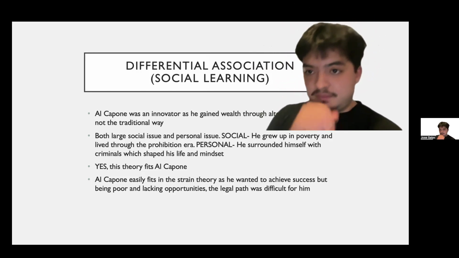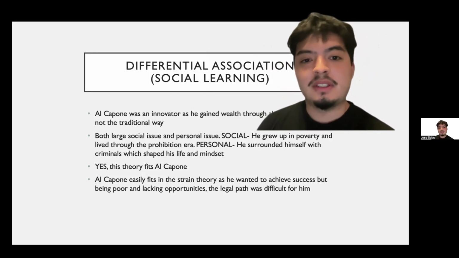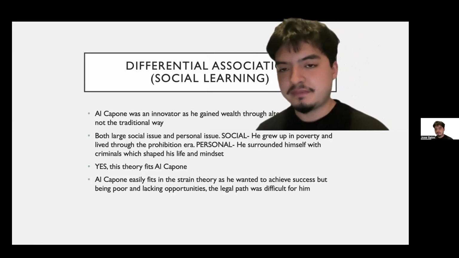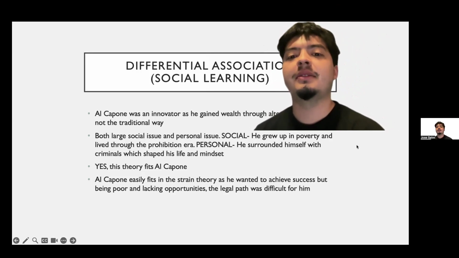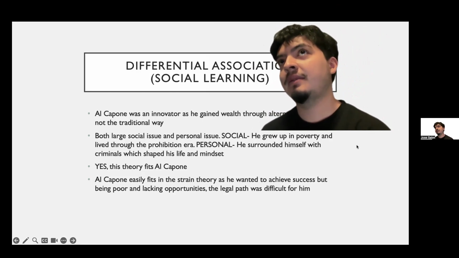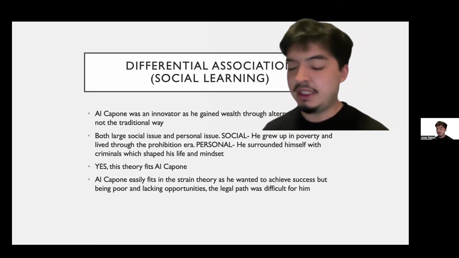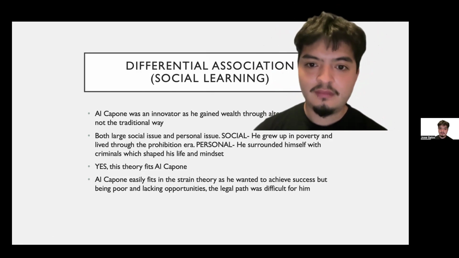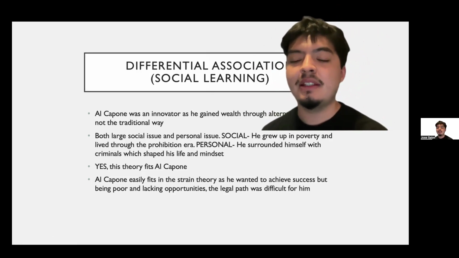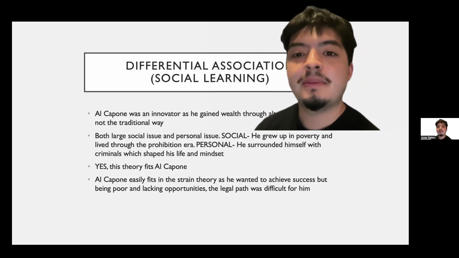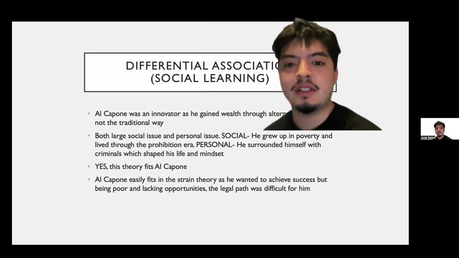And I believe that Al Capone does fit this theory since, like I said, he started hanging around with Johnny Torrio, who showed him how big he can be, later making him the leader of the gang.